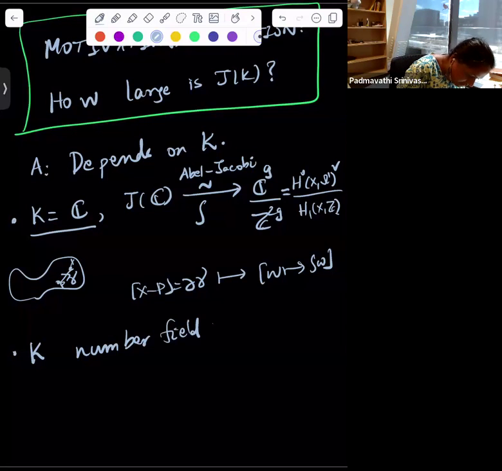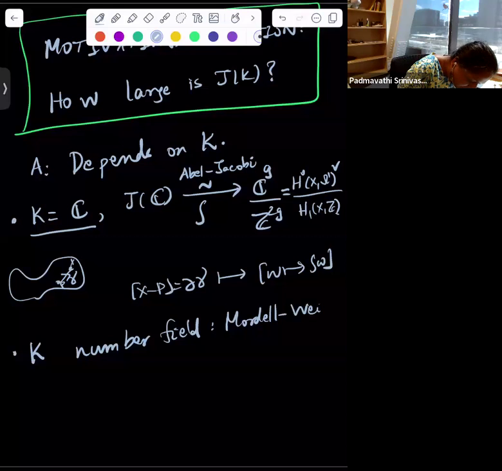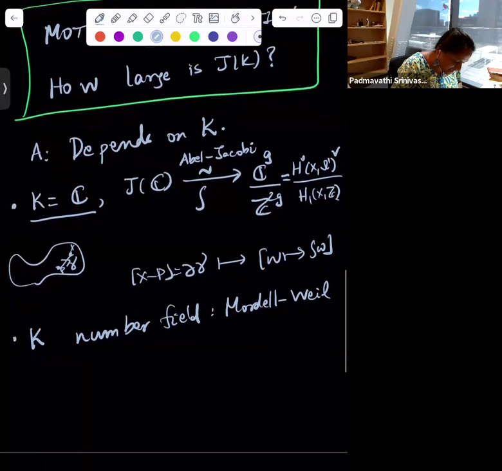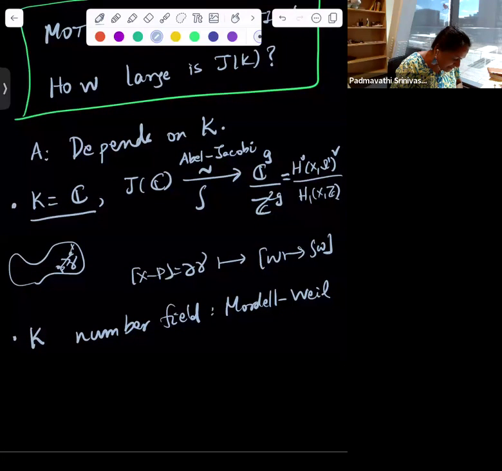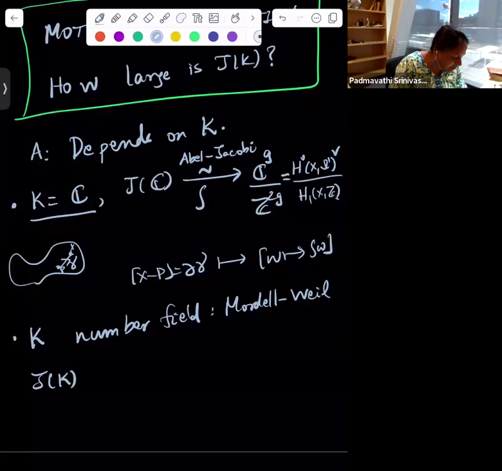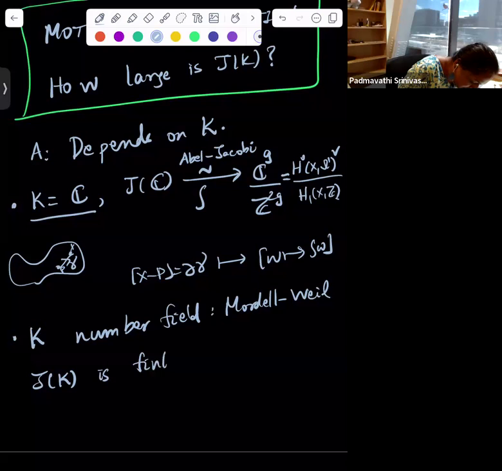And this is the theorem of Mordell and Weil, again from the early 1900s, that drove a lot of very interesting mathematics. It says that if you're over a small field, the set of rational points of this group is a small group. It's finitely generated.